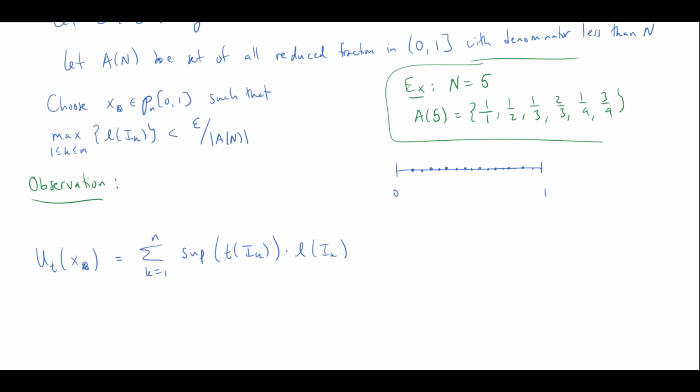Okay, so let's actually do an example with A of 5. So I'm going to redraw here my 0, 1. And of course, 1 over 1, that could be right there. And 1/2, that's in the middle. 1/3, let's say that's about right there. 2/3, that's going to be on the other side. There's going to be our 2/3. 1/4, there we go, 1/4. And then 3/4, maybe that's about right there.